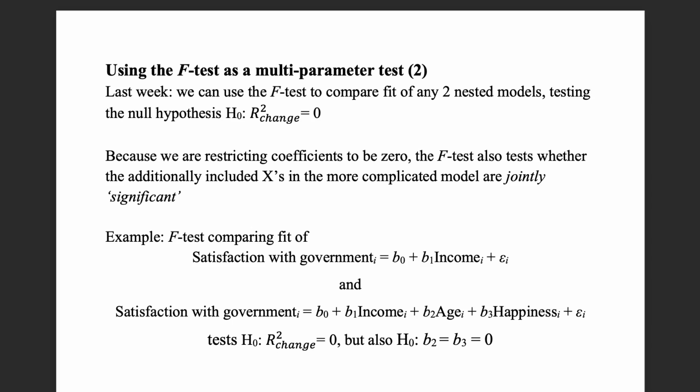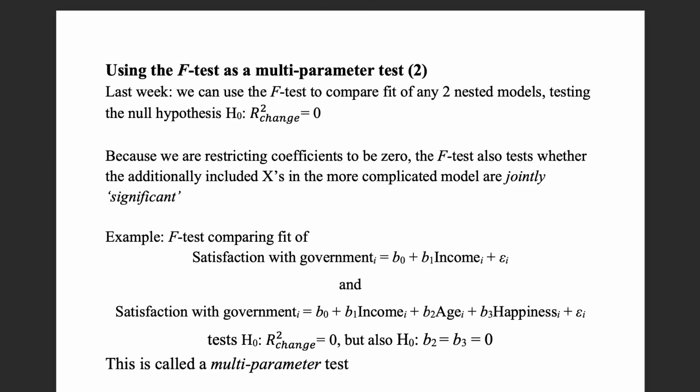So an efficient way of writing that is, my null hypothesis states that B2 is identical to B3, and that both are identical to 0. So B2 is B3 is 0. Basically our F-test tests both of these null hypotheses because they imply the same thing. They imply that the more complicated model does not actually fit the data any better than the simpler model, right?